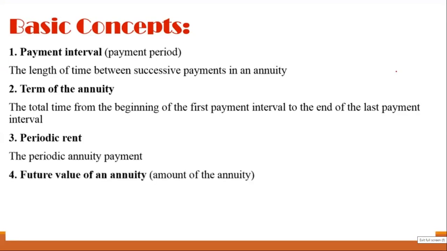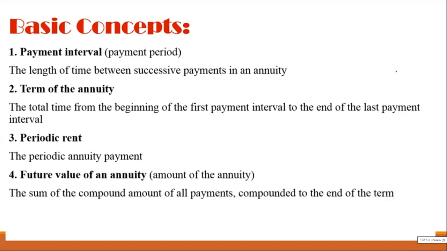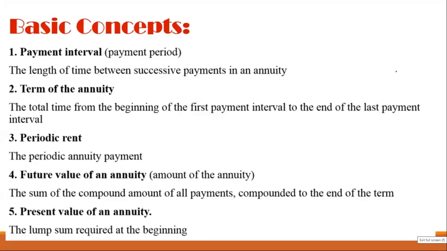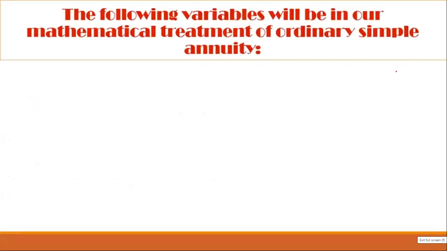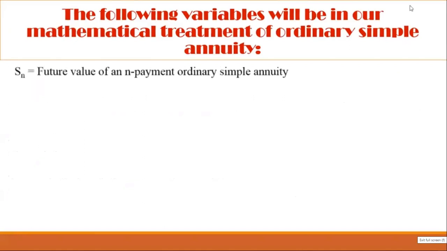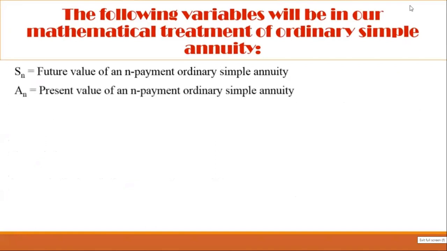Another one is the future value of an annuity or the amount of the annuity, which is the sum of the compound amount of all payments compounded to the end of the term. And then the present value of an annuity, a lump sum required at the beginning. We have the following variables in our mathematical treatment for ordinary simple annuity: S sub n, the future value of an n payment ordinary simple annuity, and A sub n, the present value of an n payment ordinary simple annuity.